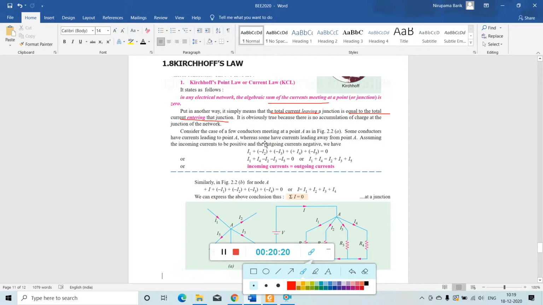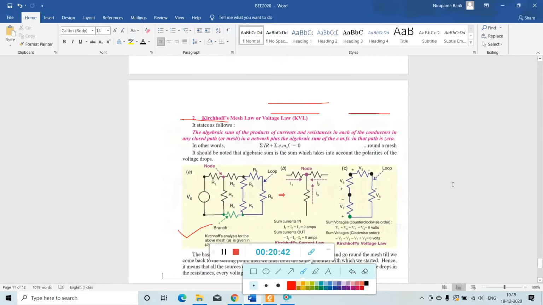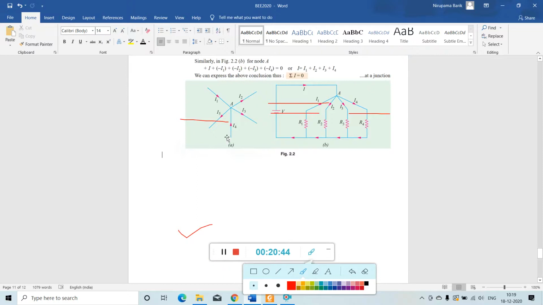Consider one example. In this diagram, some conductors are meeting at point A. Some conductors have current leading to point A. I1 is entering, I2 is outgoing, I3 is outgoing, I5 is outgoing, and I4 is incoming, entering. I1 and I4 are entering, and I2, I3, I5 are leaving.